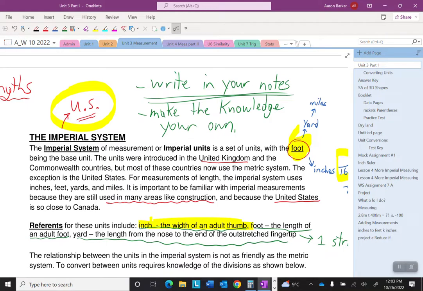So if I was going to measure this cup, I would do this. 1 inch, 2 inches, 3 inches, 4. I'd say it's about 4.5, maybe 5 inches. I'd probably say 5 inches. That's how you use a referent, right?